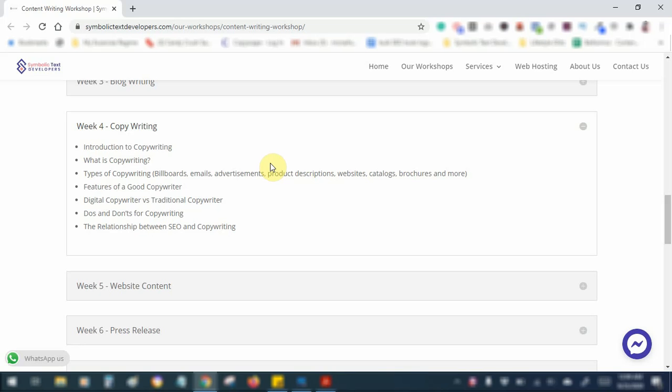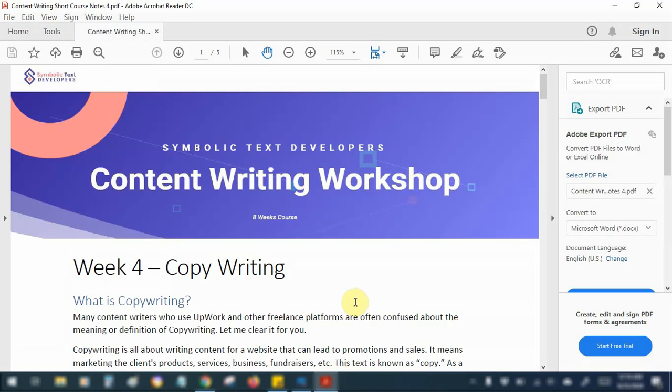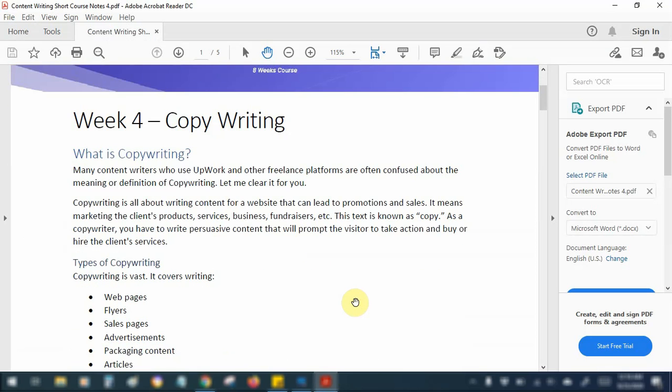Today's topic is going to be copywriting. An introduction to copywriting, understanding what copywriting is, the types of copywriting scenarios that you can find yourself in as a copywriter, and the features of a good copywriter. We will also talk about the difference between a digital copywriter and the old school copywriting that had been around before the internet age. And we will talk about the do's and don'ts of copywriting and the relationship between SEO and copywriting. By now I'm sure you would have understood what SEO means. In any case, I will still explain it when we get to that point later in this video.